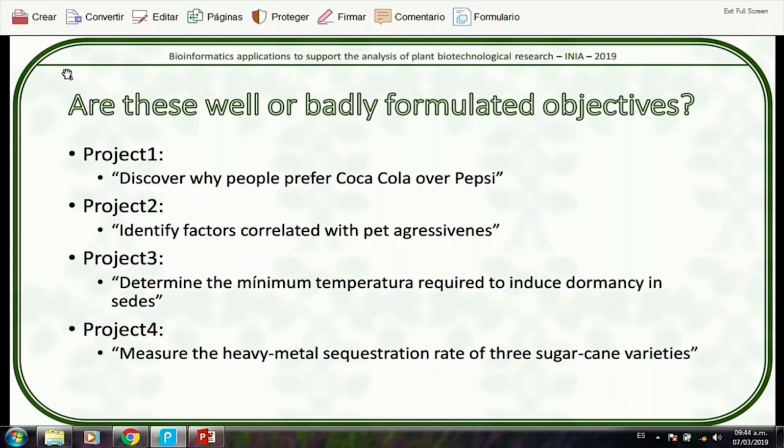So I have a few examples here. Let's see the first one. The first one says, my project X or project 1: I want to discover why people prefer Coca-Cola over Pepsi. Is it clear? Do you think it's clear? Yeah, they want to know why people prefer Coca-Cola over Pepsi.